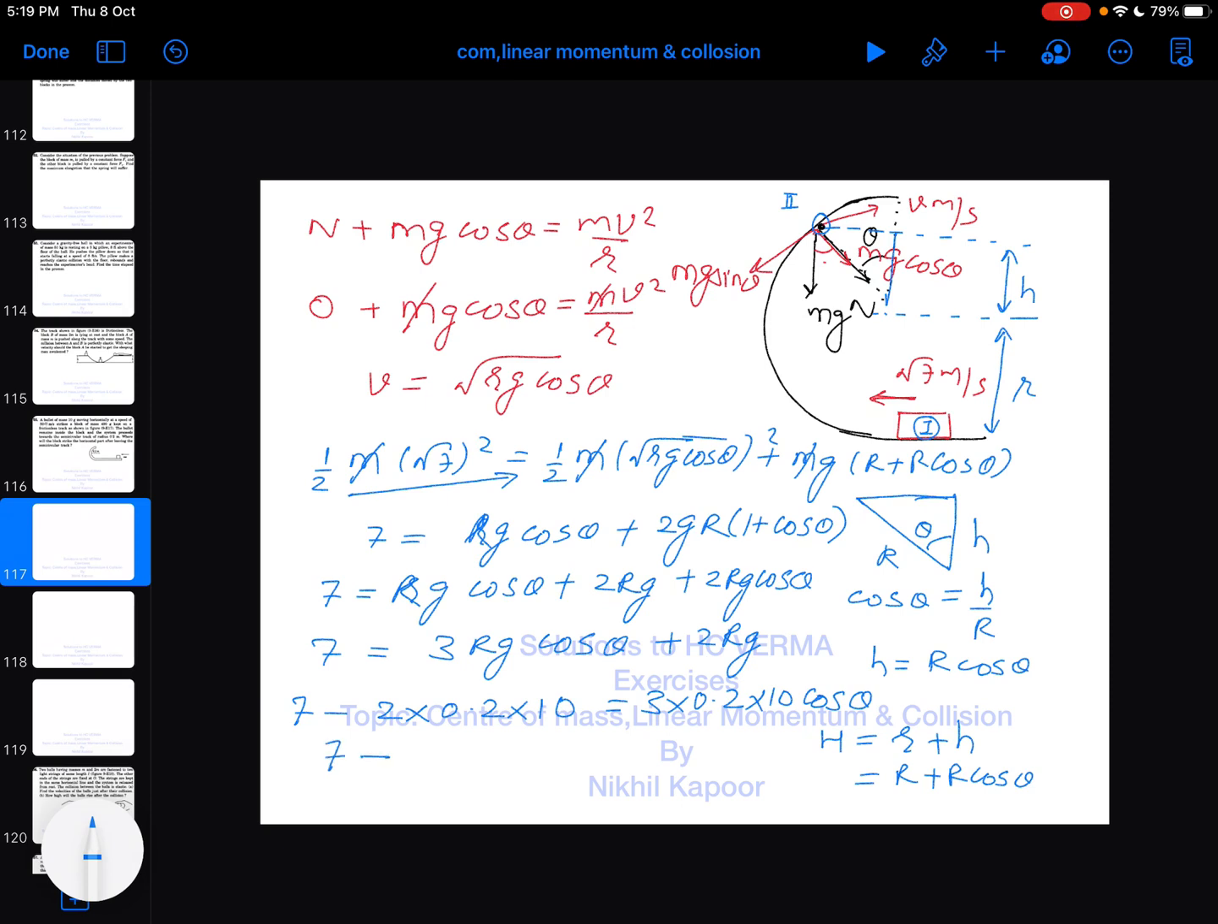So 7 minus, 2 2s are 4, 0.4 into 10 will be 4, is equal to 3 2s are 6, 0.6 into 10 will be 6 cos theta. 7 minus 4 will be 3, so 3 is equal to 6 cos theta. So cos theta comes out to be 1 by 2. It means theta is 60 degree with the upward vertical. It means after going through a position of 120 degree, it will lose the contact.